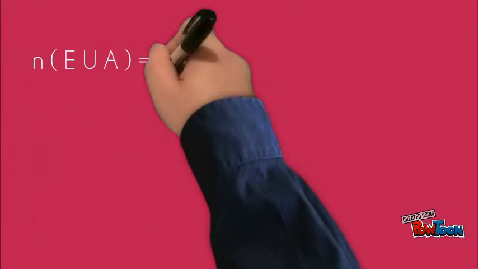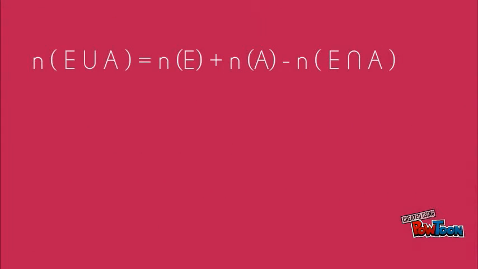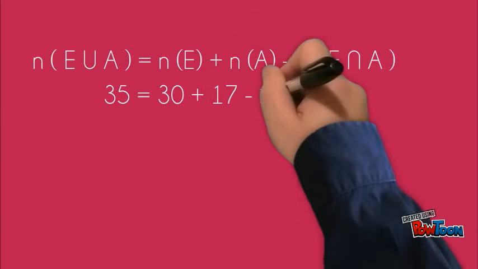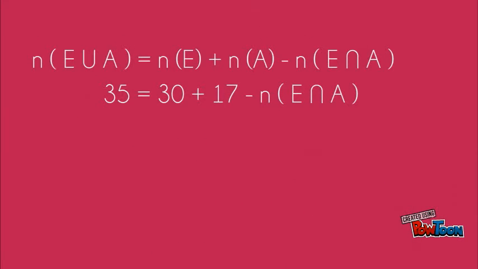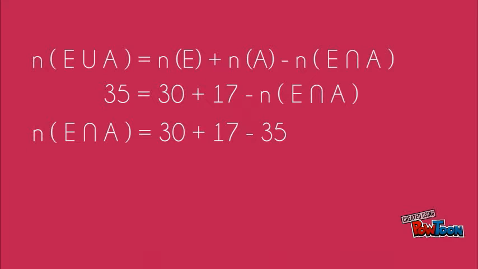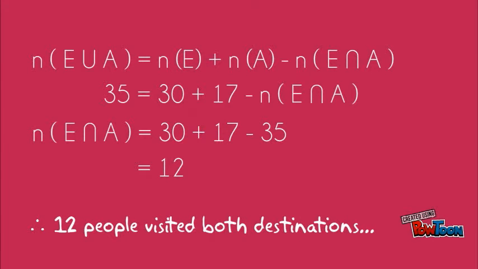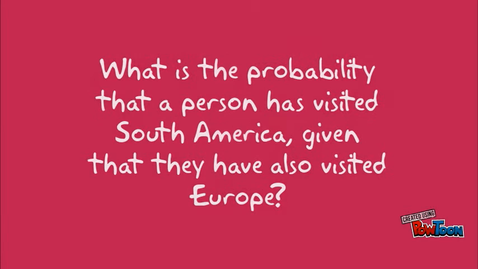To do this, we use set theory. The total number of travellers is equal to the number of travellers who have visited Europe, plus the number of travellers who have visited South America, minus the number of travellers who have visited both. If we put in our known values, we can rearrange the equation to find the intersection of A and E. So 30 plus 17 minus 35 gives us 12. Therefore, 12 people have visited Europe and South America.